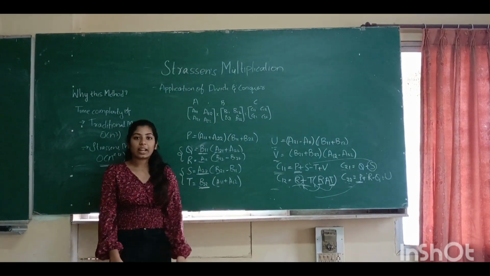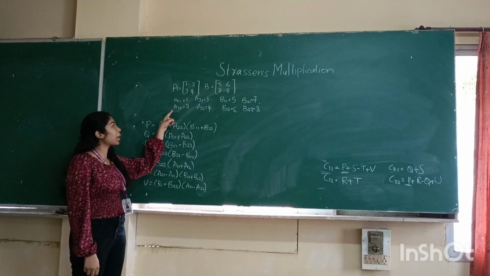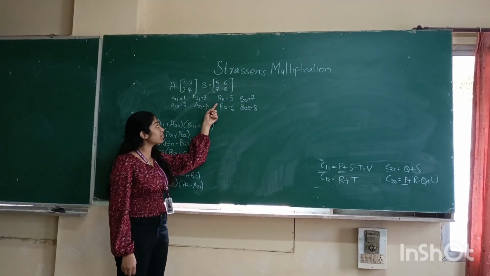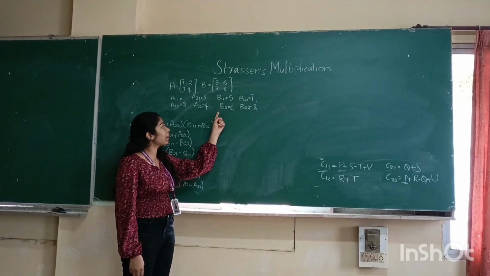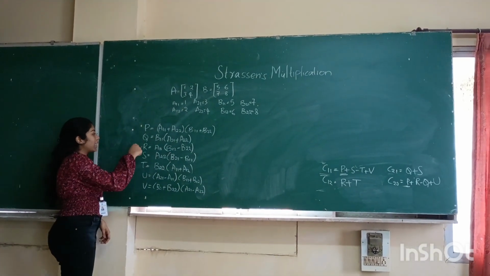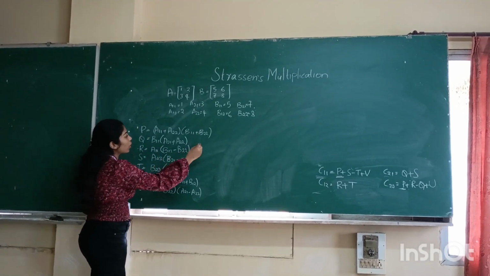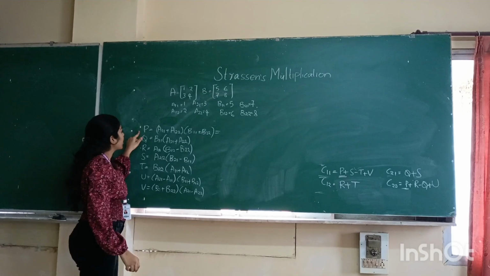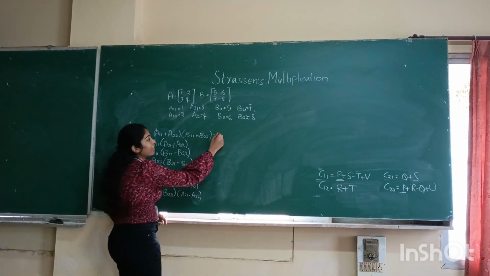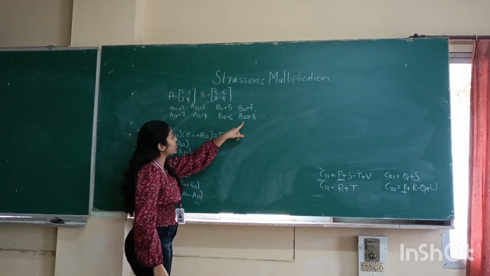So let us consider an example. A and B matrices, where A11 is 1, A12 is 2, A21 is 3, A22 is 4. Coming to B, B11 is 5, B21 is 7, B12 is 6 and B22 is 8. So now let us derive the formulas. P will be like this, and these are the formulas. So let us find the values for these. P is A11 plus A22, which is 5, into B11 plus B22, which is 30.